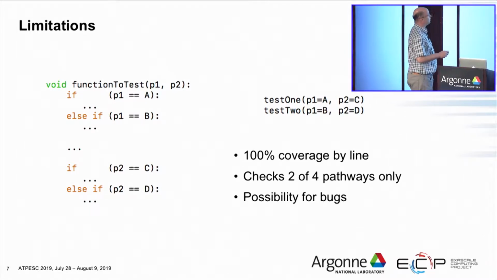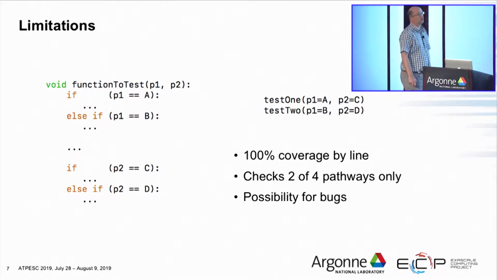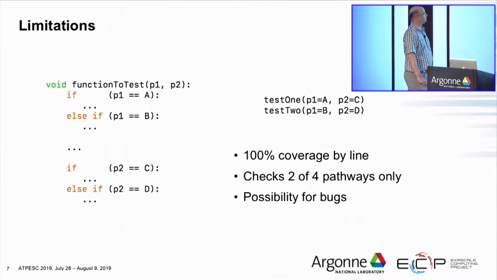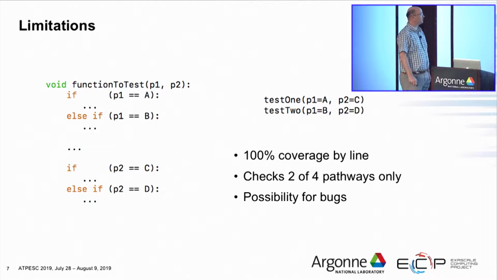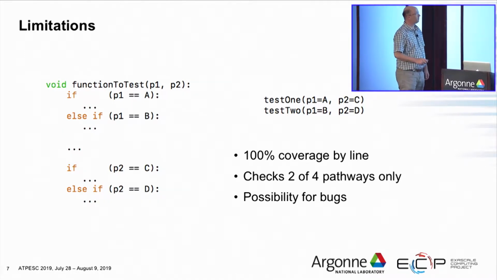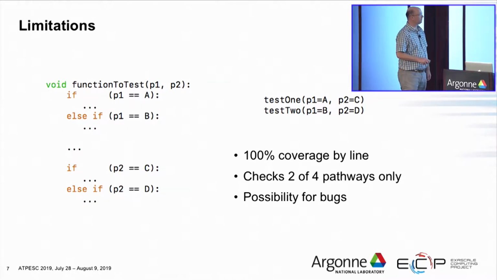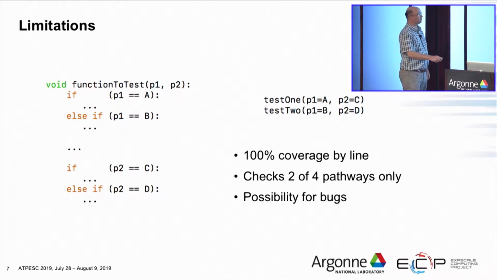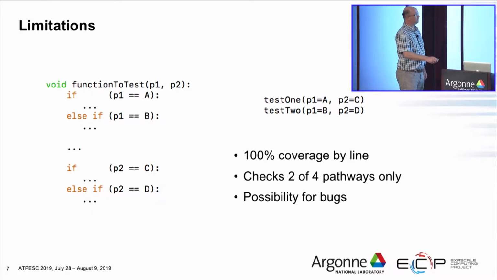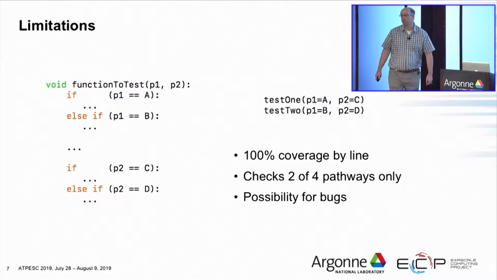So we can ask ourselves, what are the limitations of using code coverage by line? And Anshu already mentioned this a little bit. So let's imagine that I've written this particular function and I want to test it. We see it takes 2 parameters, P1 and P2, and then it has these 2 different branch blocks within it. And this is my test suite over here. I've got test 1 and test 2. Test 1 is going to work with P1 equal to A and P2 equal to C, test 2 is going to work with P1 equal to B and P2 equal to D.